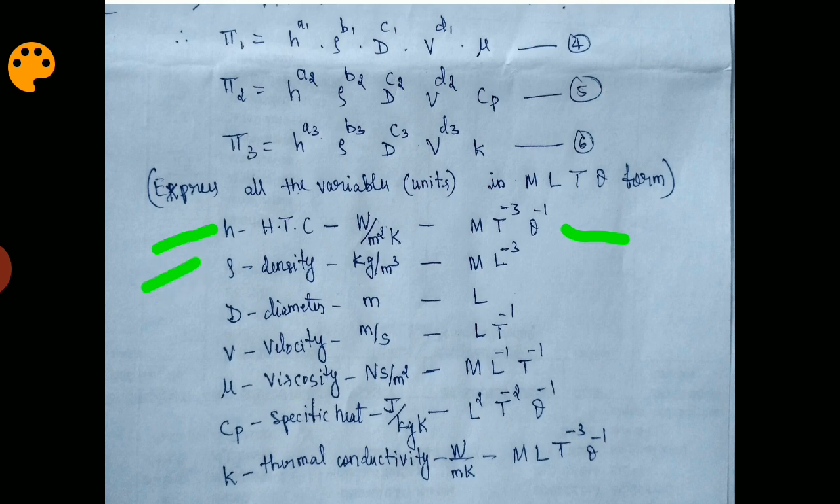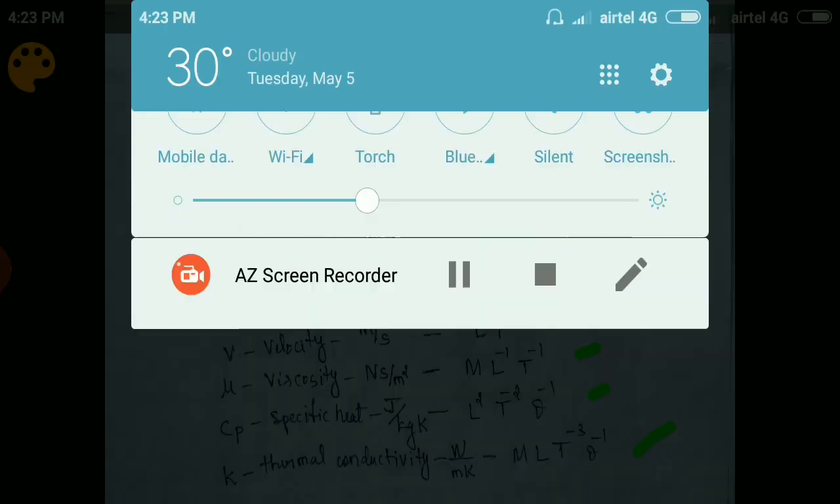Then rho, density, is mass by volume. The definition is mass by volume. For mass it will be M, for volume it will be L raised to minus 3. So it is written here. Then similarly for diameter it is L. For velocity it is L t raised to minus 1, viscosity is M L raised to minus 1 t raised to minus 1. Then for specific heat it is L square t raised to minus 2 theta raised to minus 1. For thermal conductivity it is M L t raised to minus 3 theta raised to minus 1.